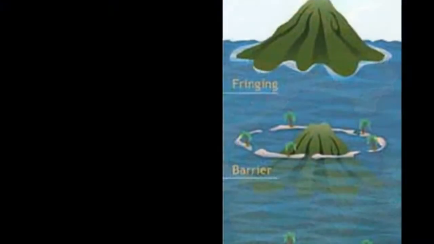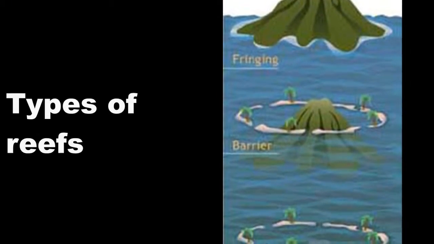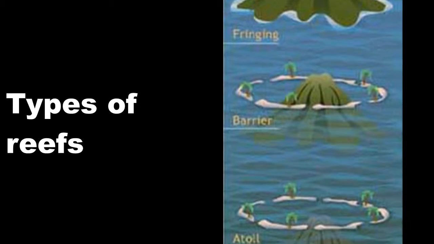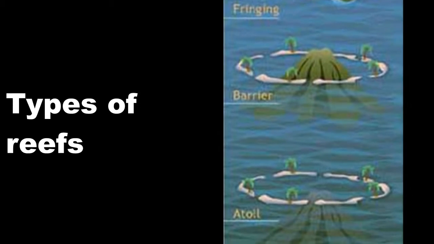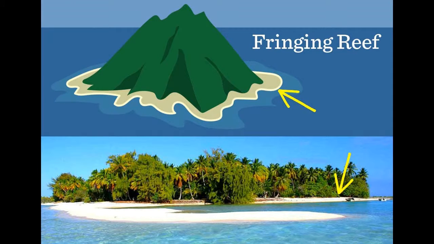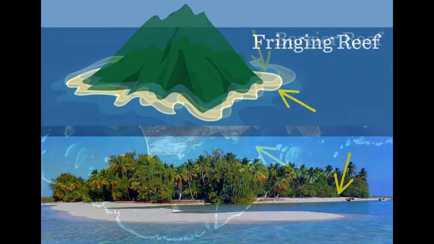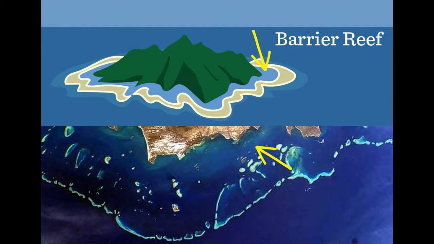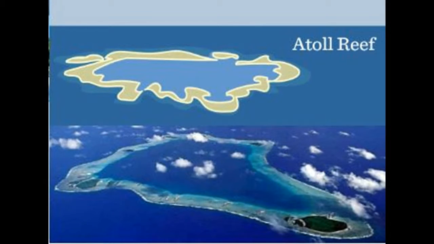Coral reefs can be found in different formations, which are strongly dependent on water conditions and nearby landforms. Three common forms of reefs are fringing reefs, which form near coastlines, barrier reefs, which are separated from the land by wide, deep lagoons, and atolls.